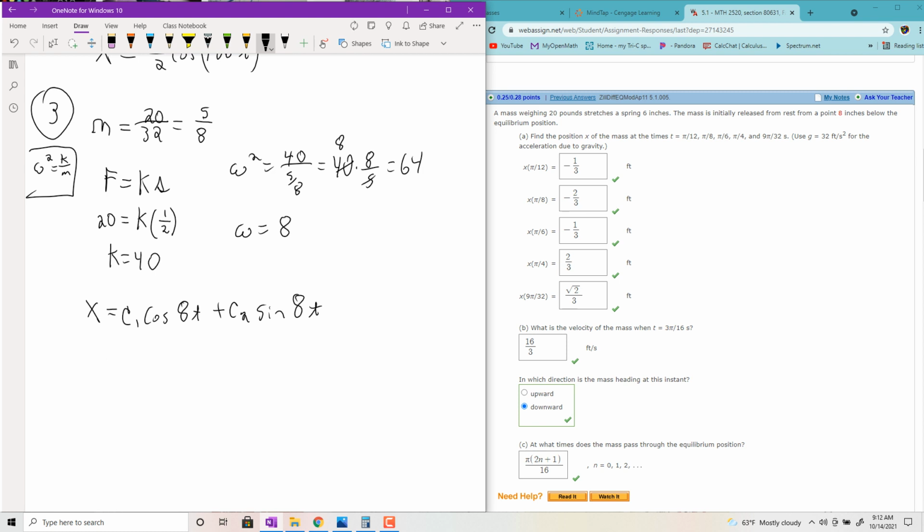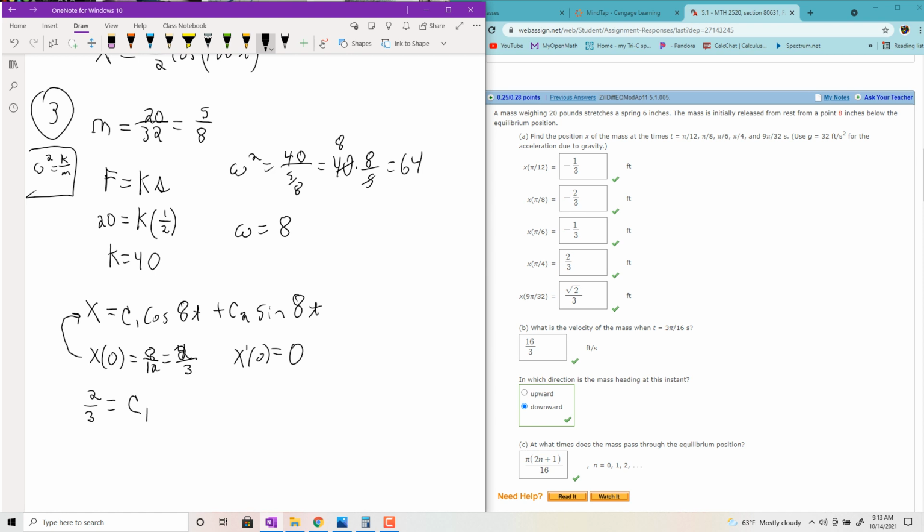It says the mass is initially released from rest at a point 8 inches below equilibrium. So original position is 8 inches, so 8/12 of a foot, so that'd be 2/3 of a foot. And then its initial velocity, because it's released from rest, is going to be 0. And then I can get my C1 and C2, right? So plugging this into here, I get 2/3 equals C1 cosine of 8 times 0. That would be cosine of 0.